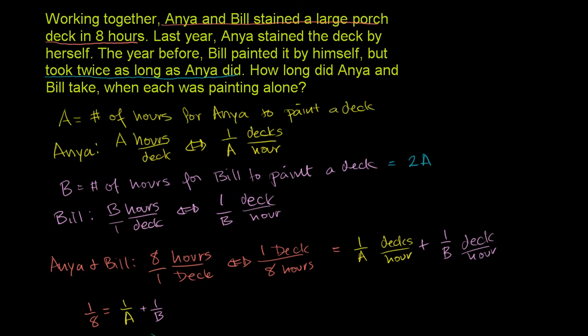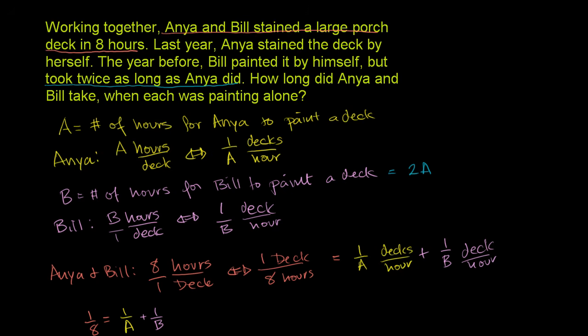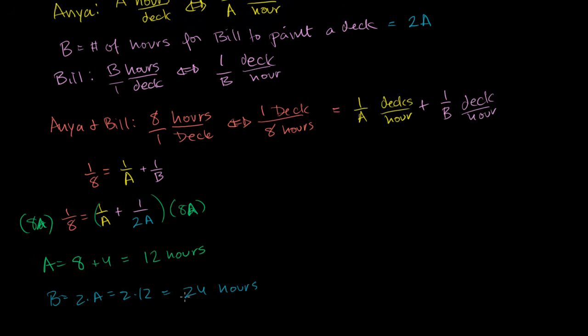When they do it combined, it takes 8 hours, which makes sense. Because if Bill took 12 hours by himself, combined they would take 6 hours, half as long. But Bill isn't that efficient. He's not as efficient as Anya, so it takes them a little bit longer. It takes them 8 hours. But it makes sense that combined, they're going to take less time than individually.